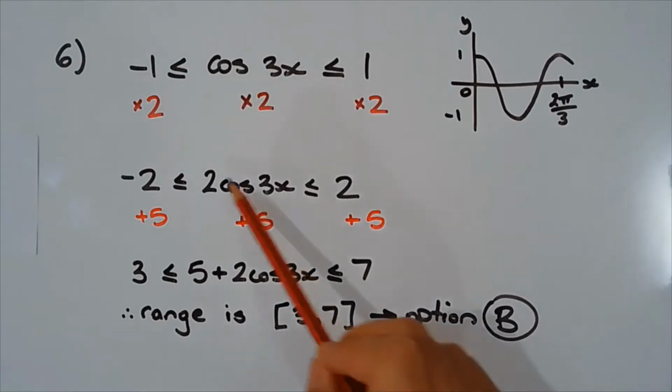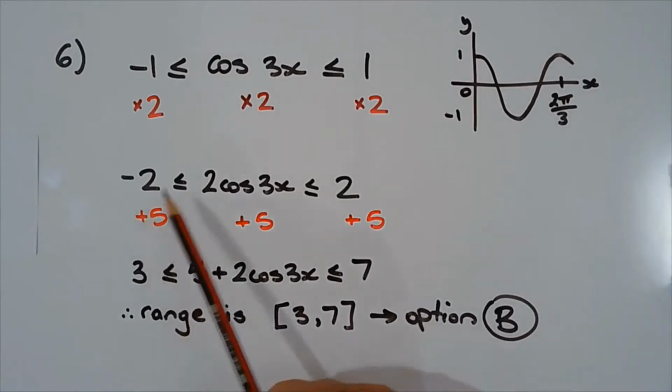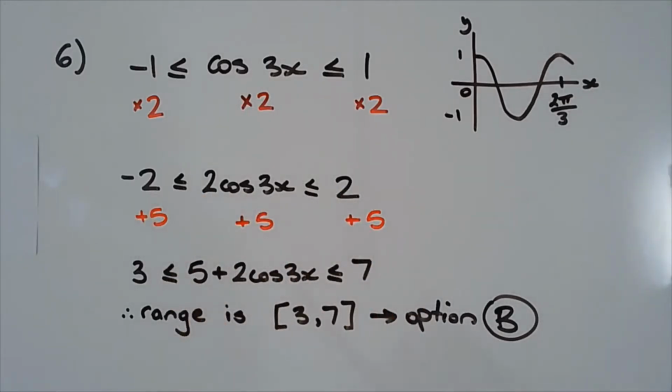Next, we'll add 5 to this function. So that translates the curve upwards by 5 units. So adding 5 to each of the terms of this inequality, we get -2 plus 5, which equals 3. 2 cos 3x plus 5 is just 5 plus 2 cos 3x, which is the function in the question. And 2 plus 5 is equal to 7. So the range is between 3 and 7, including the endpoints. So the answer is option B.